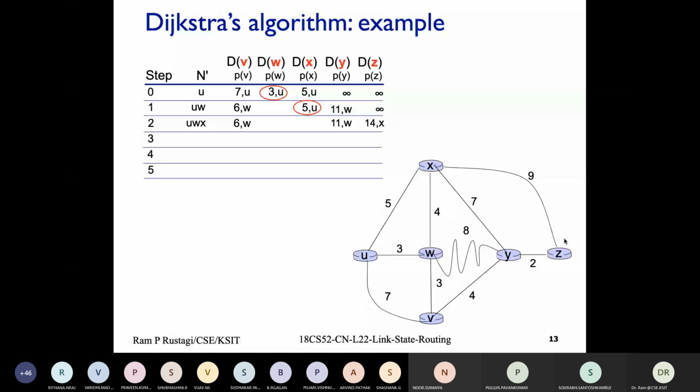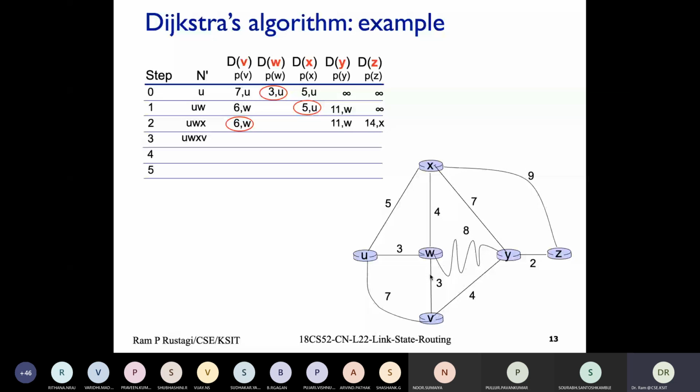Yes, sir. Now, among these three nodes, V, Y, and Z, which has the minimum value of D? 6. That means we pick node V and add V to N prime. And now look at the edges from V. Edges from V are to U, to W, and to Y. U and W are already part of my N prime. So this cost is not going to change.